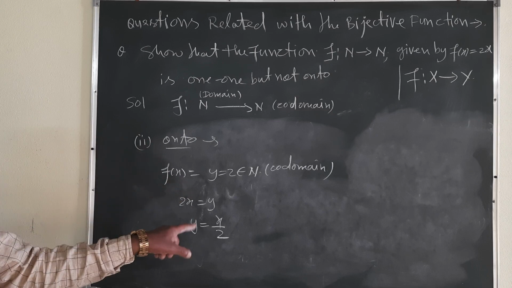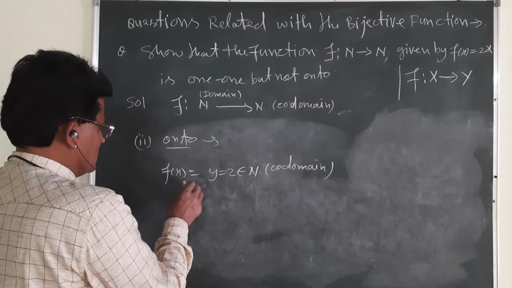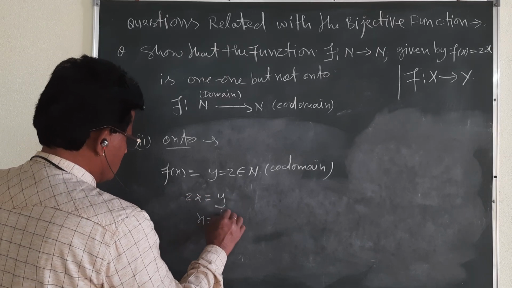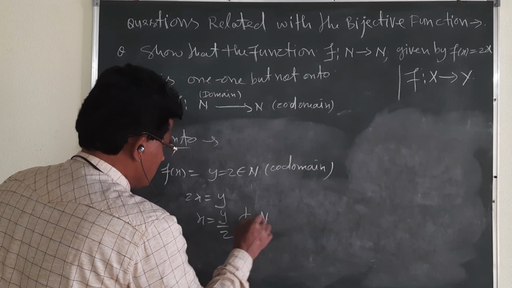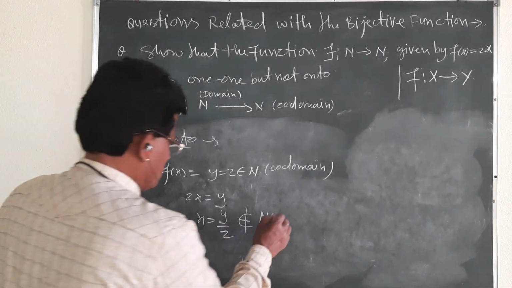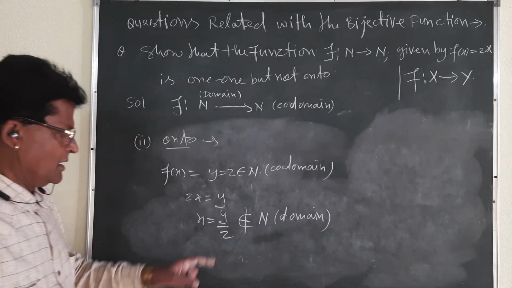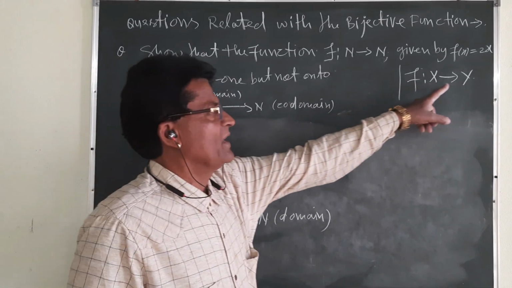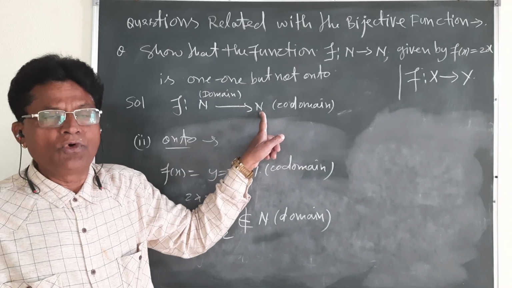If you take different values of y, or let me take it in this way. In that way also you can take 2x is equal to y, or x is equal to y upon 2. You see that does not belong to N. We got the value of x in the domain. Very important thing, because y upon 2 will not be a natural number. You take any number from the codomain natural numbers, 1, 2, 3, 4, 5.